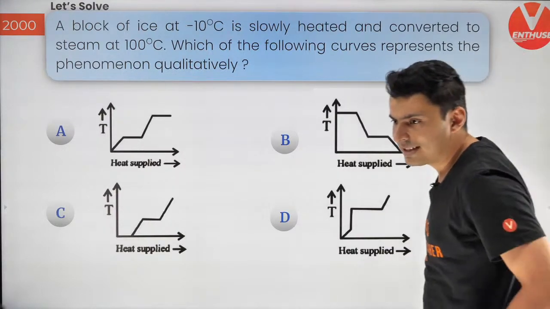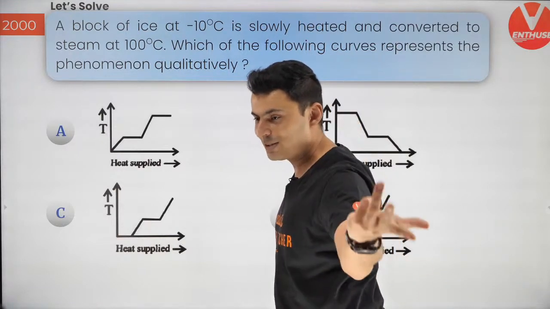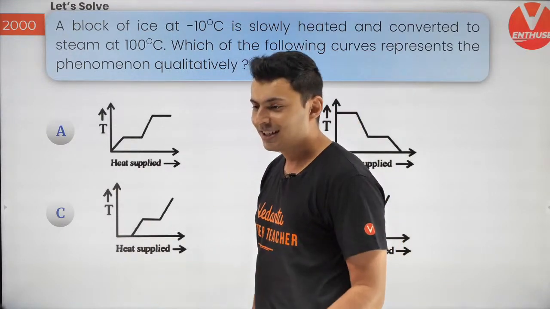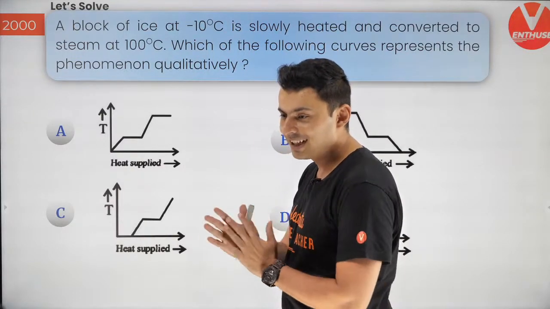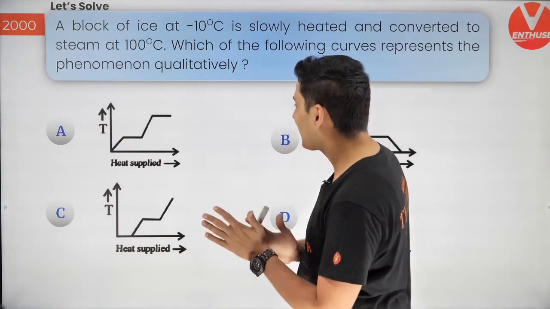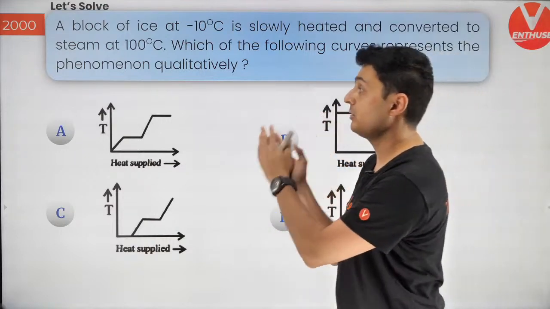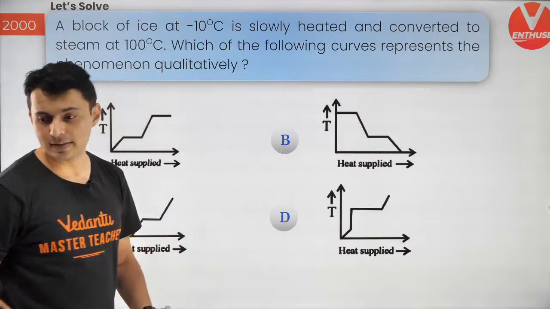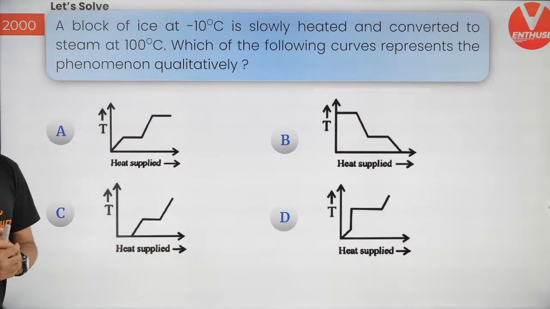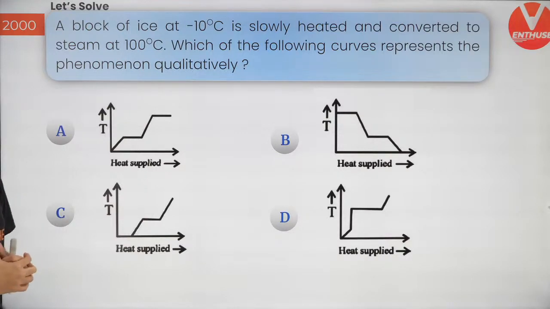Okay. Some of you are saying A, some of you are saying D, some of you are also saying C. Premini also said B. Wow, we have all the options now. Harsha said B. A, B, C, D. Guys, be careful. 2000 question. This is very simple. Should be solved in 20 to 30 seconds.